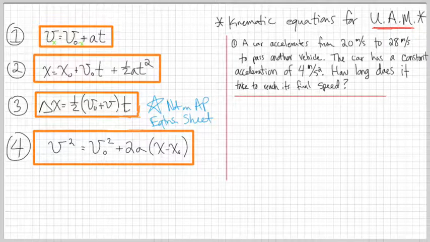A car accelerates from 20 meters per second to 28 meters per second to pass another vehicle. The car has a constant acceleration of 4 meters per second squared. How long does it take to reach its final speed?